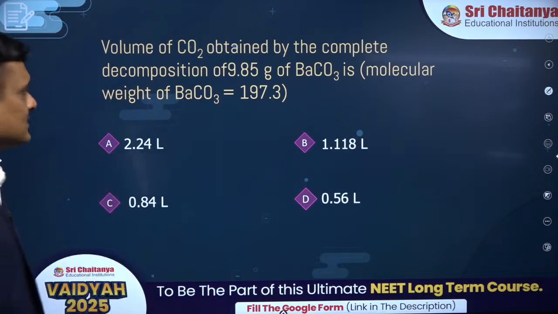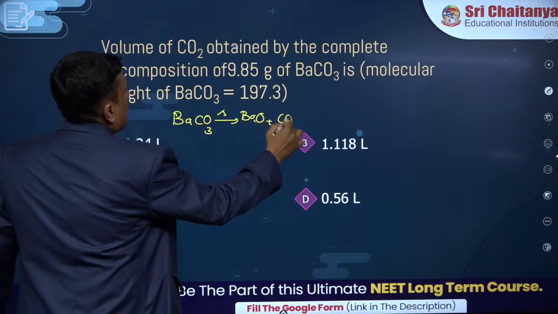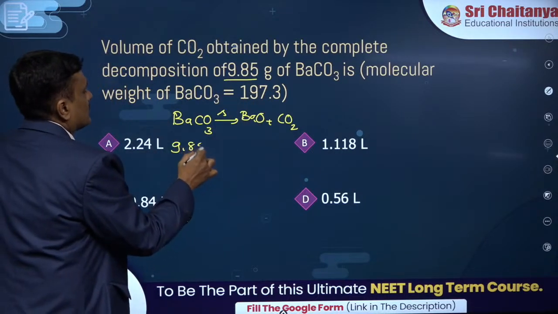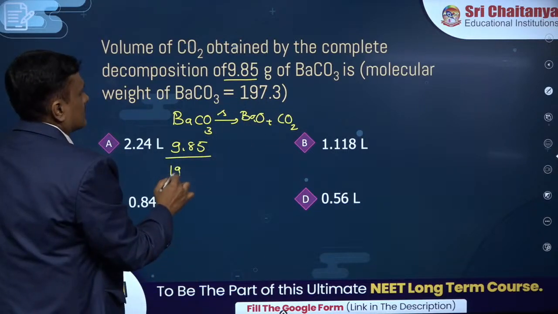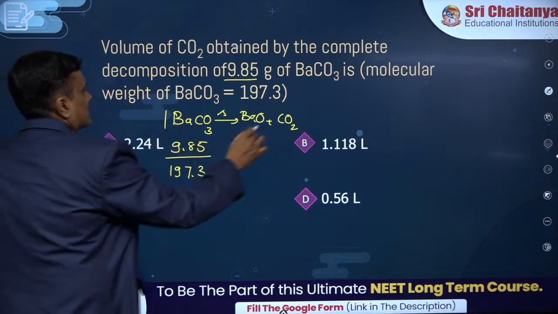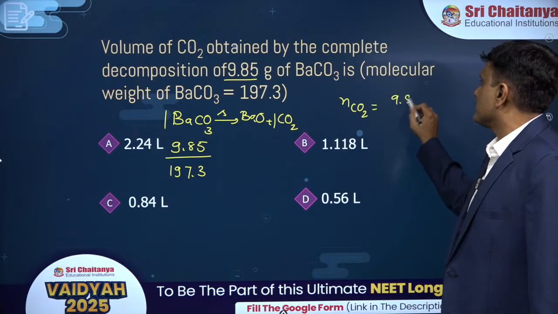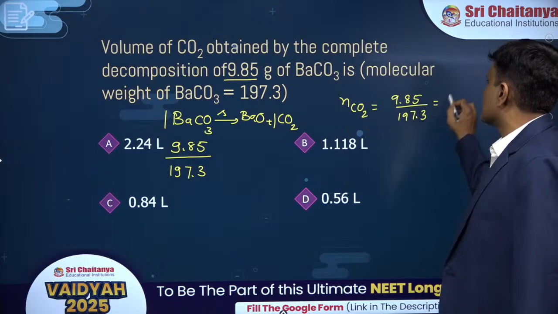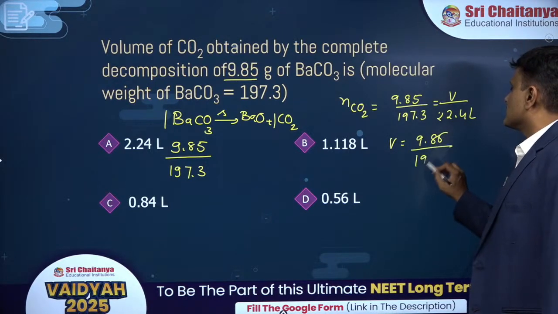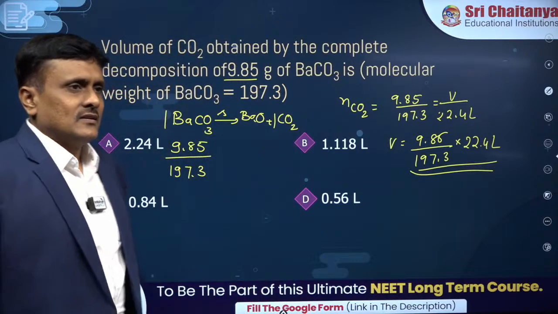BaCO3 stoichiometry. BaCO3 decomposes. Only simple stoichiometry questions are asked, and even the calculation is not so difficult, buddy. First of all, you have to write the equation and balance it. After that, convert the mass into moles. Molar mass is not to be calculated, it is given already. Now, what is the question? Volume of CO2 obtained at STP, obviously. 1:1 is the mole ratio. You can see the number of moles of CO2 obtained is the same as the number of moles of barium carbonate. At STP, the number of moles is calculated as V divided by 22.4 liters. So V is equal to 9.85 by 197.3 into 22.4 liters. Whatever it is, maybe option B. Yes, correct.